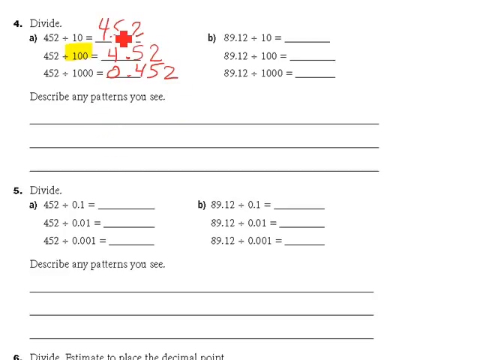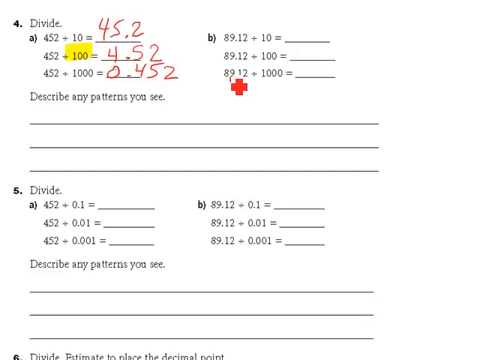So the pattern that you see is for when you divide by 10, it moves 1 place. So every power of 10, this is 10 to the second power, 10 to the third power, you're going to move it 1 place to the left. When you're dividing by 10, it's going to be 1 place to the left. By 100, that's 2 powers of 10, so that's 2 places to the left. By 1,000, it's 3 places to the left. By 10,000, it would be 4 places to the left, and so on.